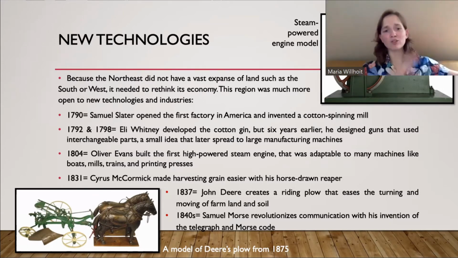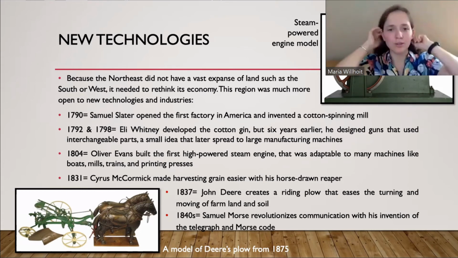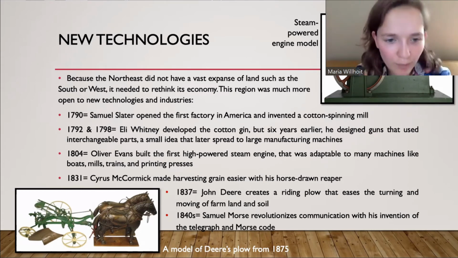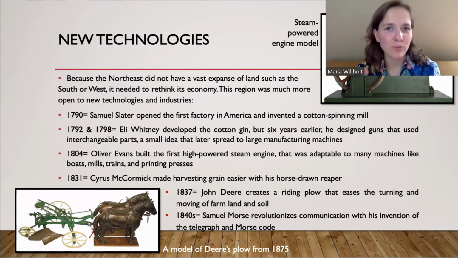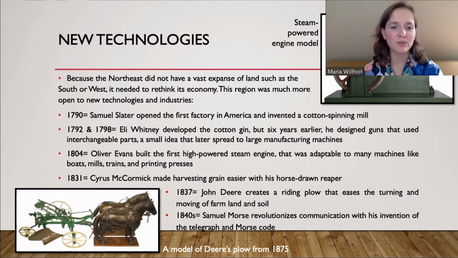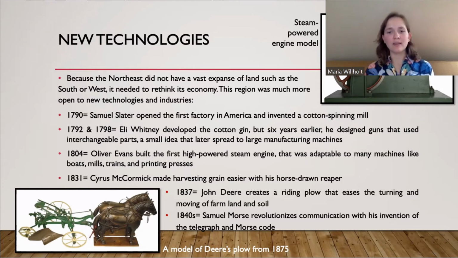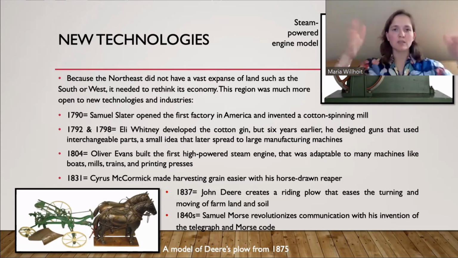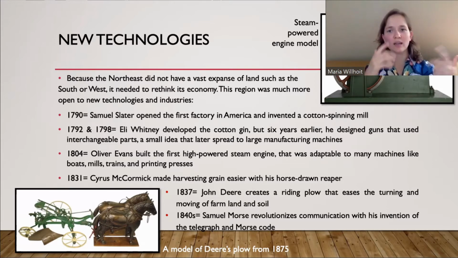Another big technological change was actually in agriculture too. Cyrus McCormick, and he's famous because now we have a brand of spices and herbs from his factory, McCormick Spices and Herbs, that are still used today. Cyrus McCormick invents a harvesting machine that is drawn by a horse. It's a horse-drawn reaper, so it harvests the grain differently than a typical man-made reaper.